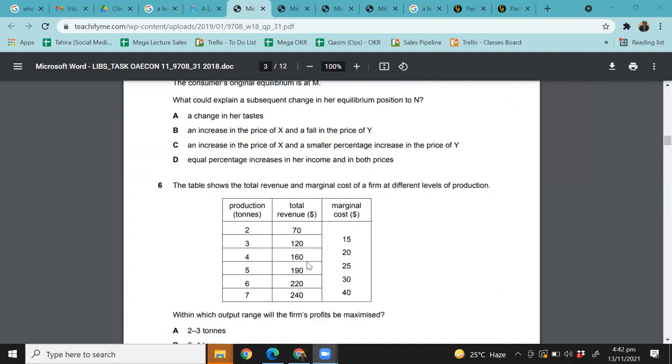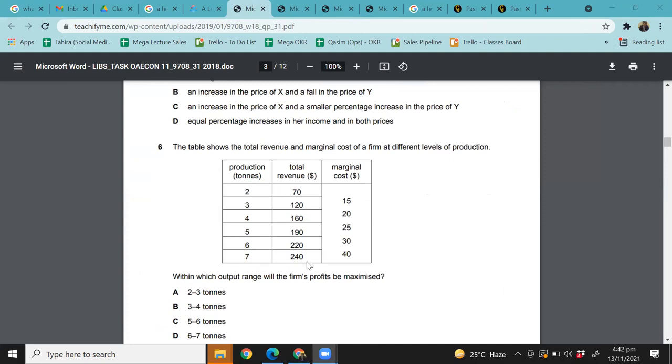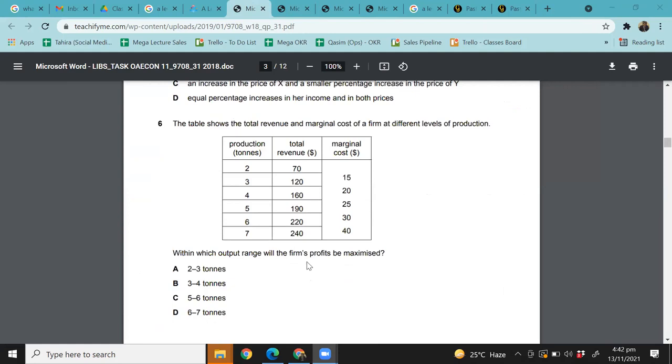The table shows the total revenue and marginal cost of a firm at different levels of production. Within which output range will the firm's profit be maximized? Okay, output range and firm profit. So what is the formula for maximizing total profit? That is marginal revenue equals marginal cost. So you have to see where marginal cost equals marginal revenue. That's what you need to find out.